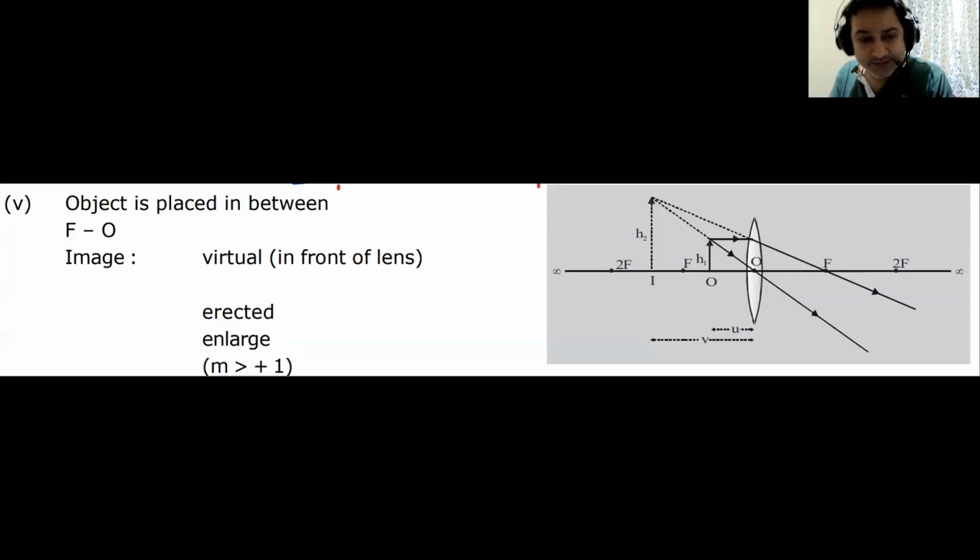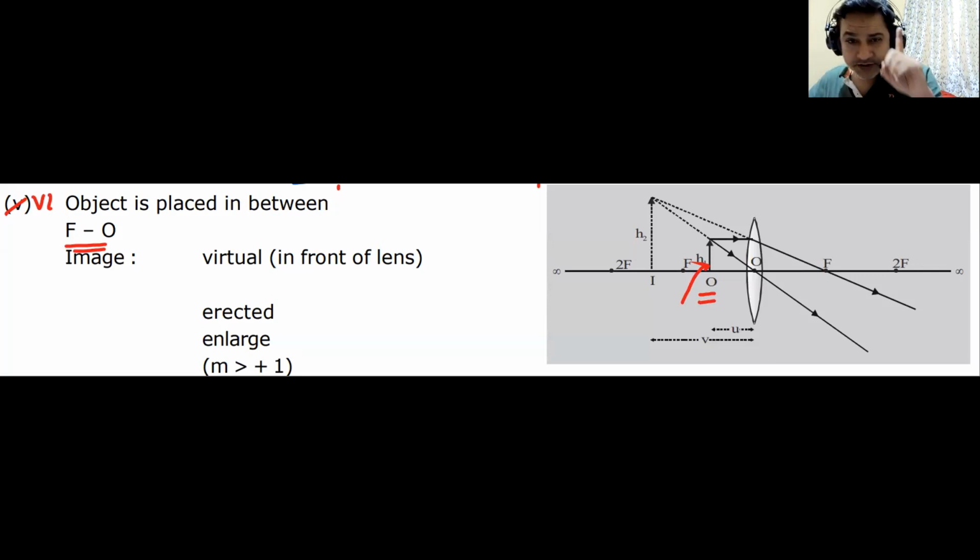And now we come to the last case. And the last case is case number 6. I would have to correct the number here. Case number 6 would be: object is placed between F and O. The diagram here. You can see the object here. O is here. Object is here. It is placed between F, the focus, and the optical center.